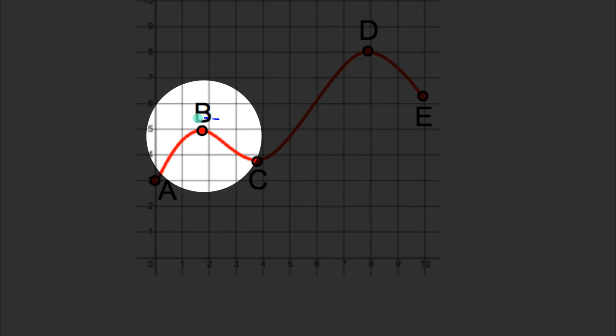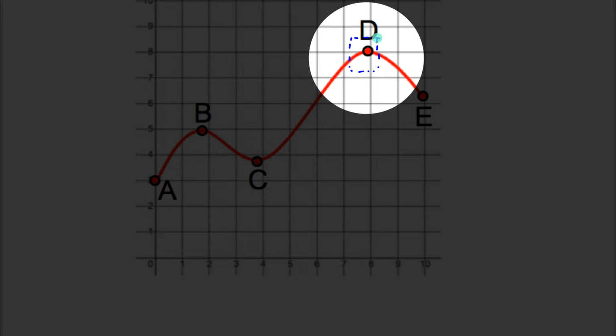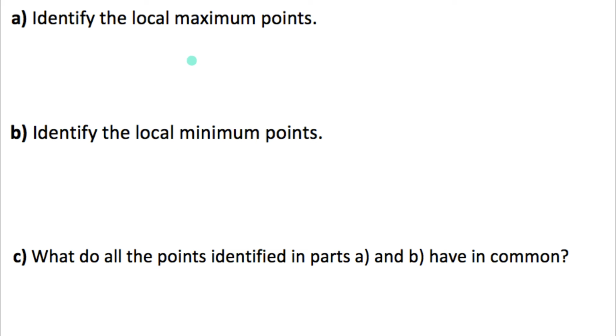So B is a local max because if I just look within this interval that I drew that box around, the point B is the highest in that interval. So B is a local max. D is also a local max. That point D is the highest in that interval I drew. So our local max points are B and D.